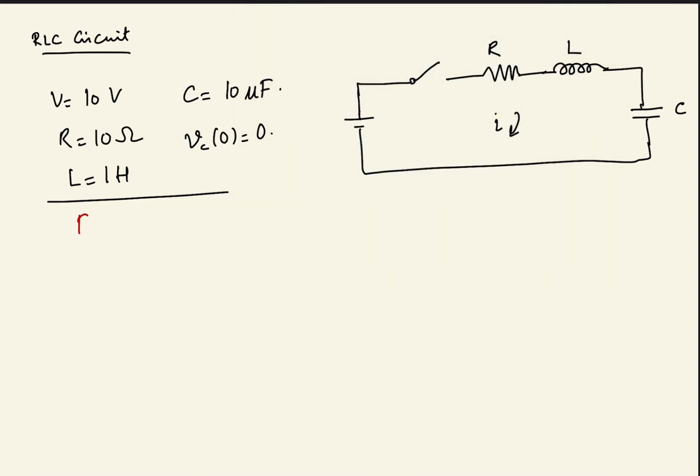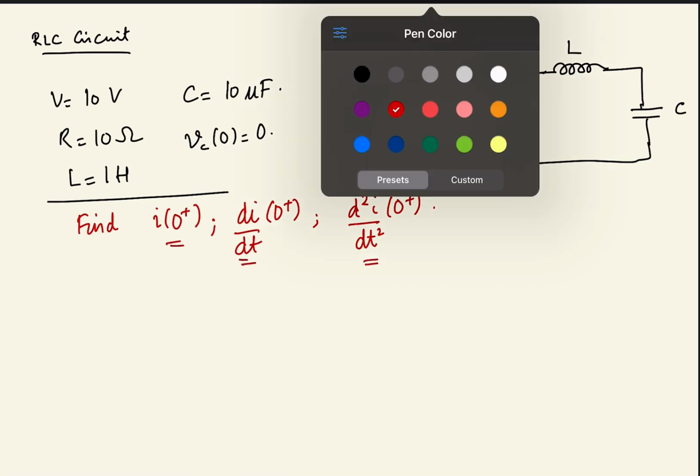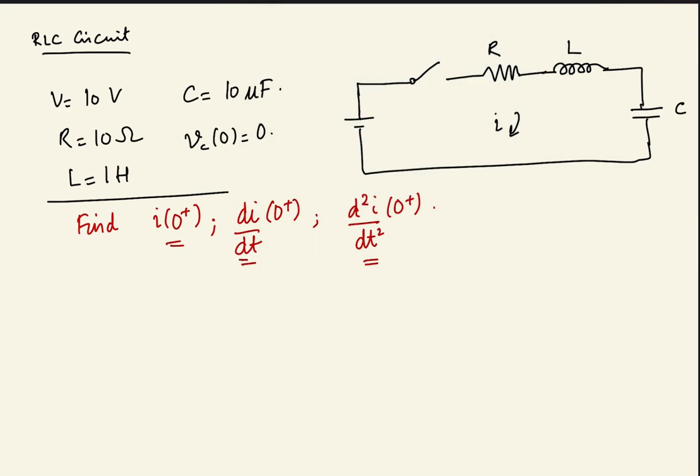You are required to find out I0 plus, di by dt at 0 plus, d square I by dt square at 0 plus. Okay, so these are the three things that are required to be found. Now let's see. This VC equal to 0 means that the capacitor is initially uncharged.